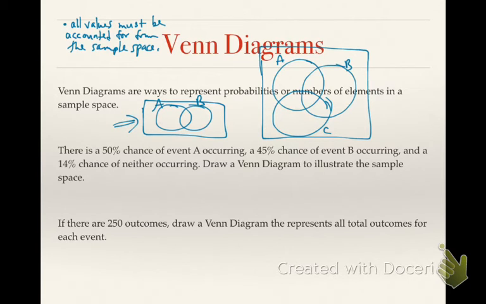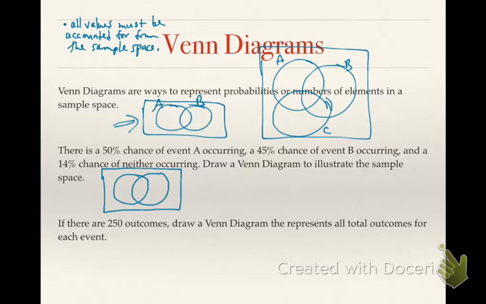Okay, so I have a couple of examples here dealing with Venn diagrams and how to fill them out. If there is a 50% chance of event A occurring and 45% chance of event B occurring and a 14% chance of neither occurring, draw the diagram to illustrate this sample space. Okay. So I'm given things in terms of percents, so I'm going to probably keep them in terms of percents. But I have to remember that everything in this diagram has to add up to 100%. I have to make sure you account for everything in the sample space.